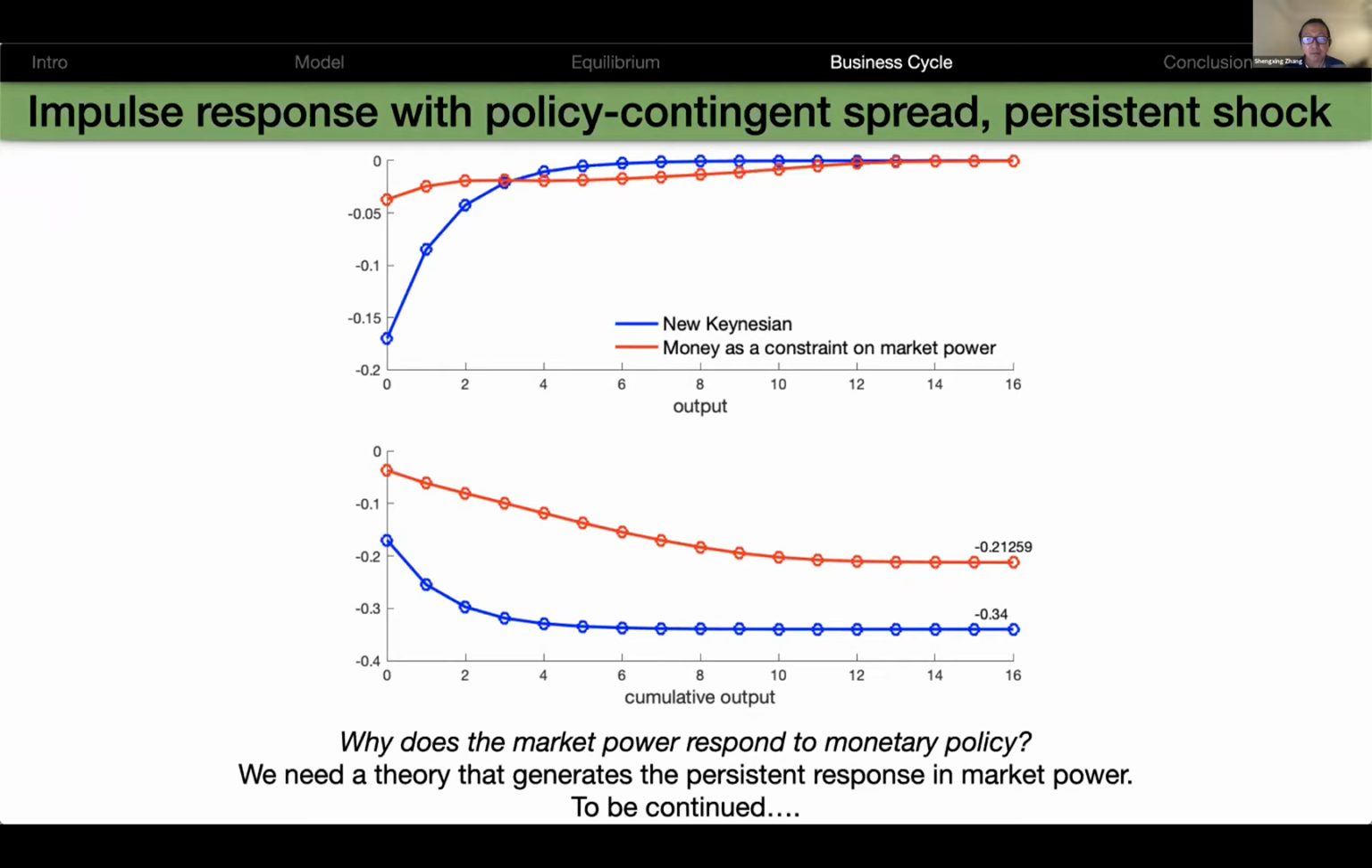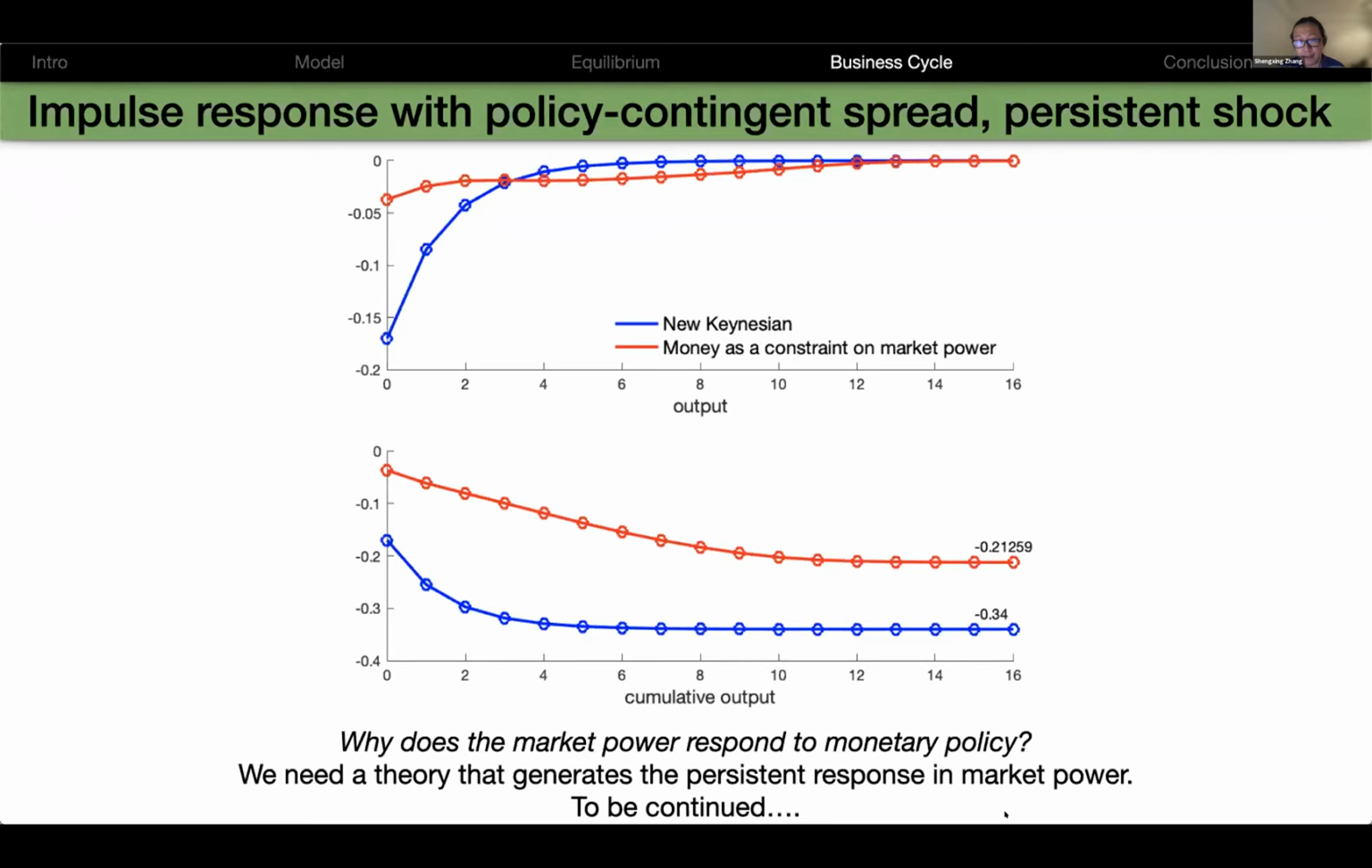Okay, so that's what we find so far. This is our work in progress, because we want to understand why market power responds to monetary policy. Could it be because of what Randy mentioned in his presentation, that there are credit shocks, or basically how credit frictions respond to monetary policy? To understand that, we need a theory, and the theory needs to generate a persistent response in market power to monetary policy to get the quantitatively large effect of our channel on the output gap.